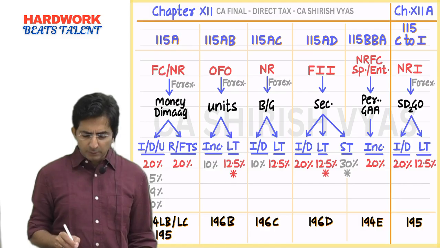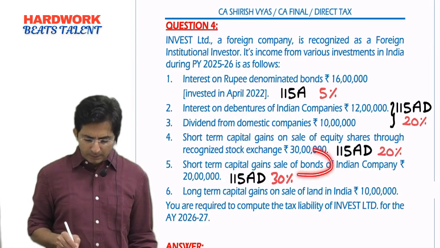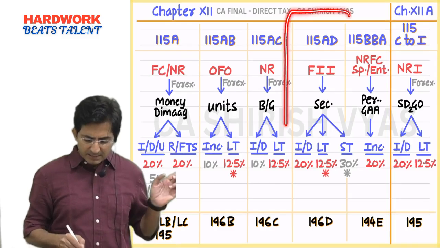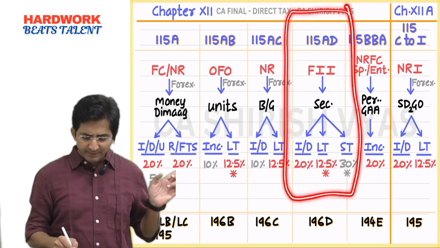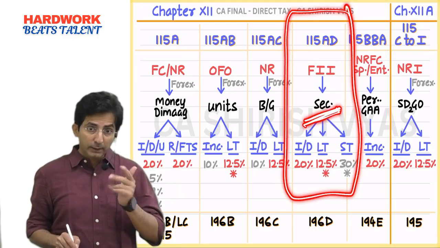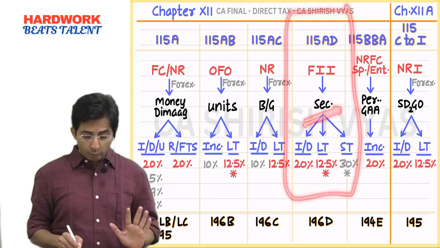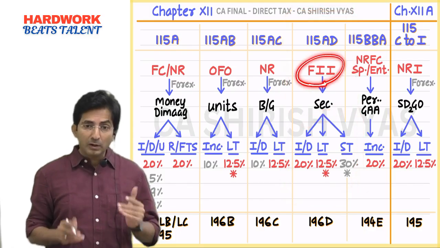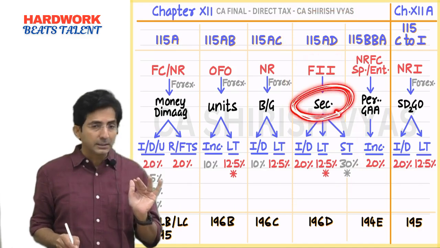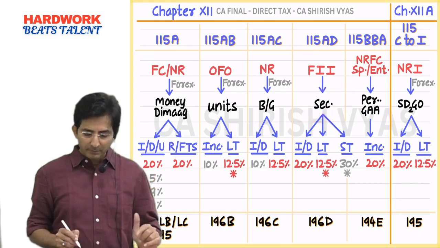What if the short-term gain was arising from the sale of land? Does land come in the chart of 115AD? This is only for securities income. So this way they fool you in the exam. The question is of an FII, but they have sold a land. And here only security oriented things get special treatment. So what if it's a sale of land?